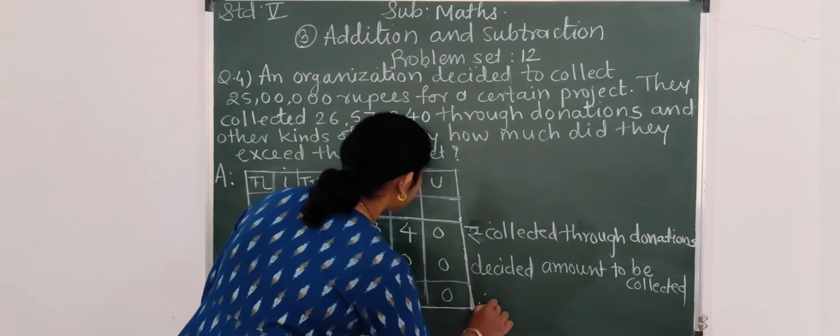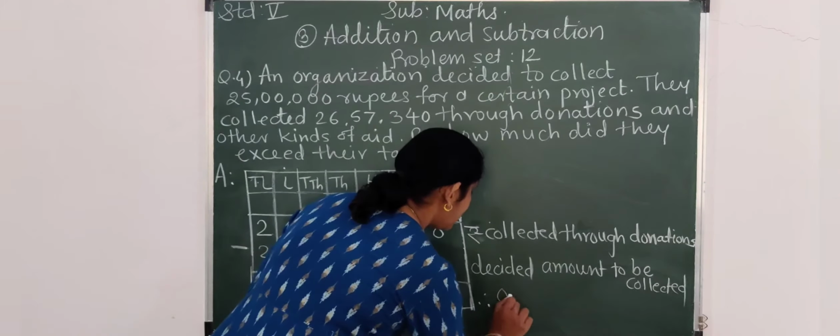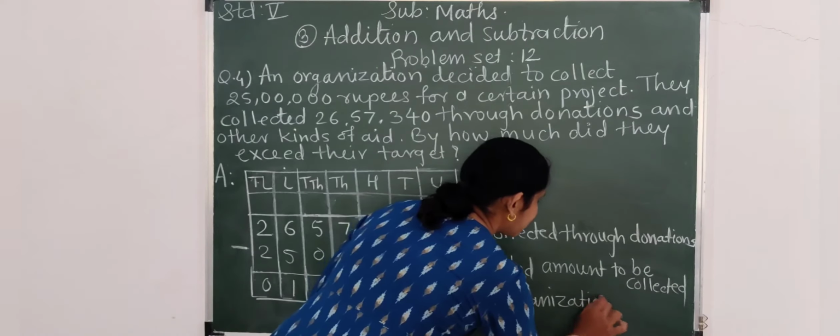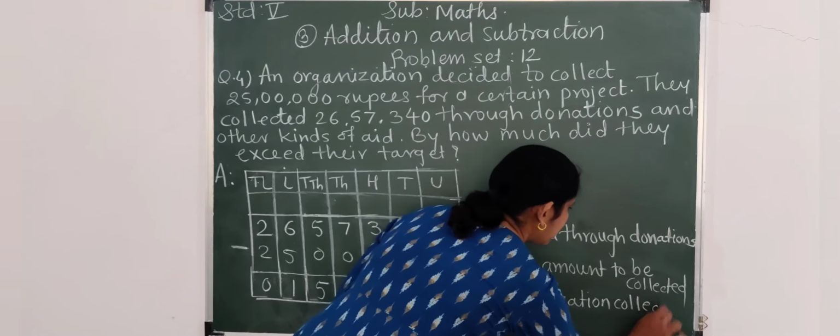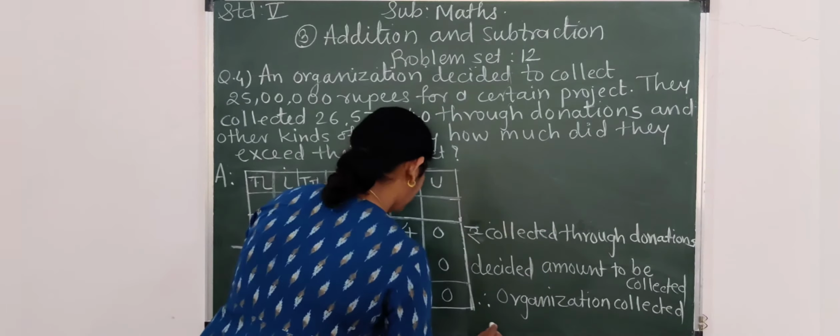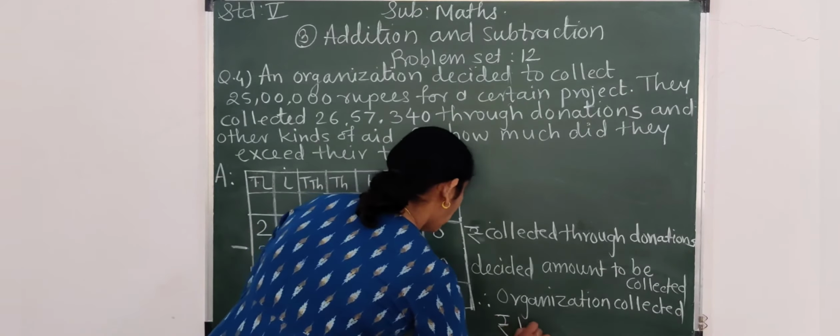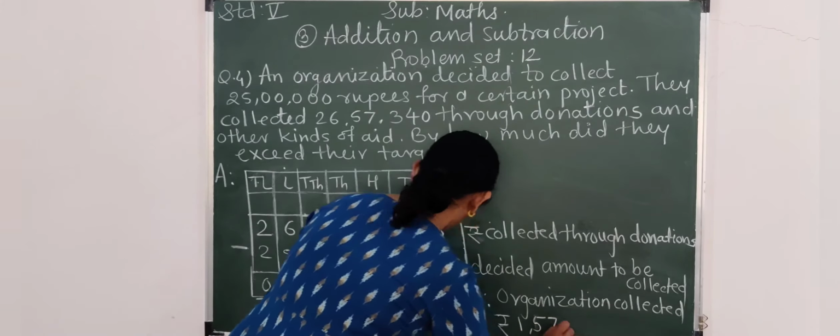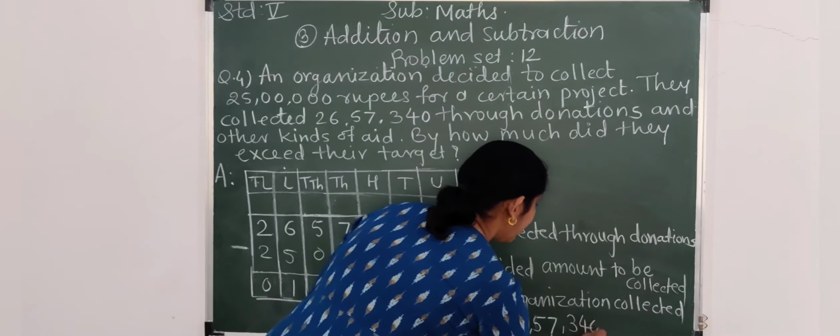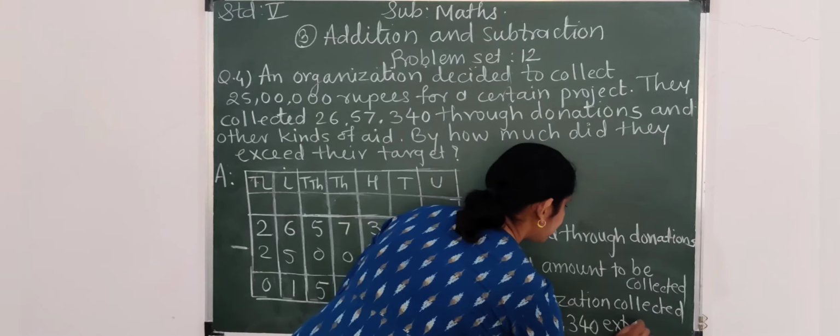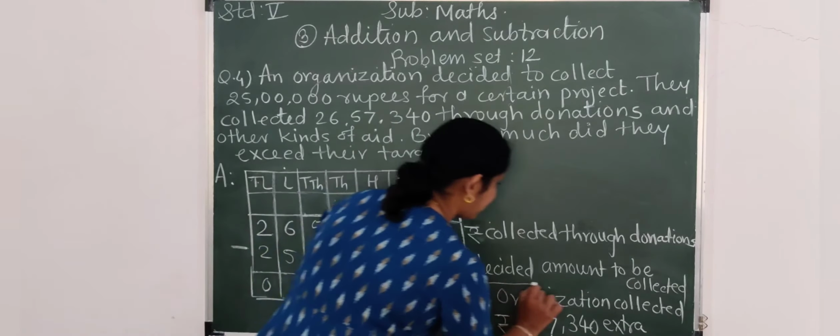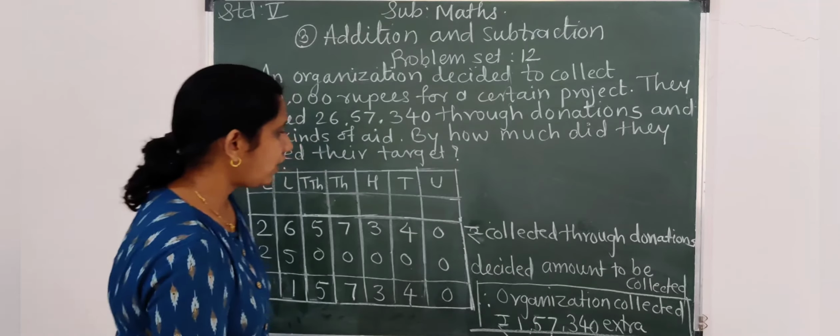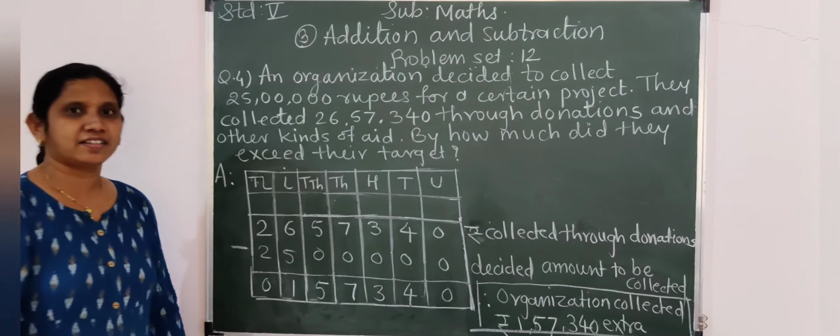Therefore, the organization collected rupees 1,57,340 extra. Write the answer in a square box. Do you all understand this example, children?